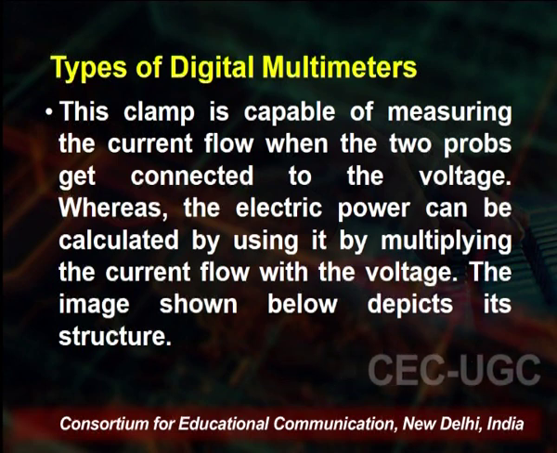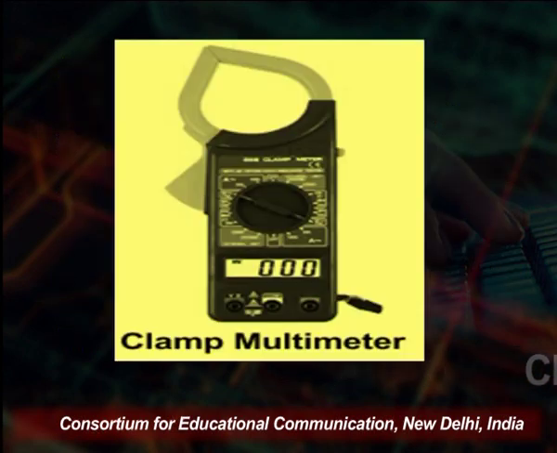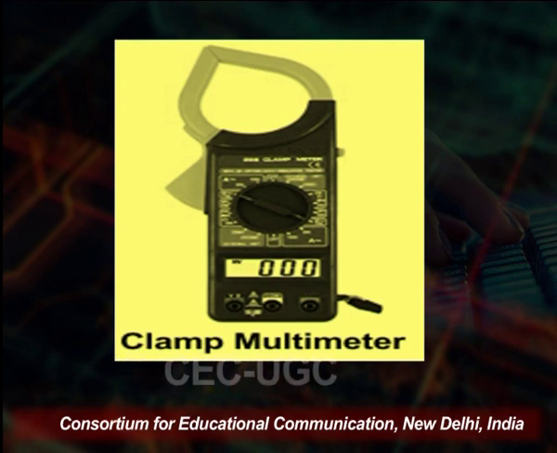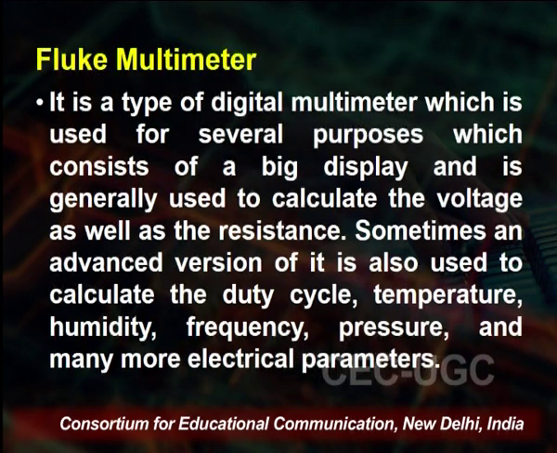The image depicts the clamp multimeter. You are seeing that there is a clamp at the upper part and the digits you can see at the center, 000. This is used to measure the current and voltage. Moreover, another is the fluke multimeter.